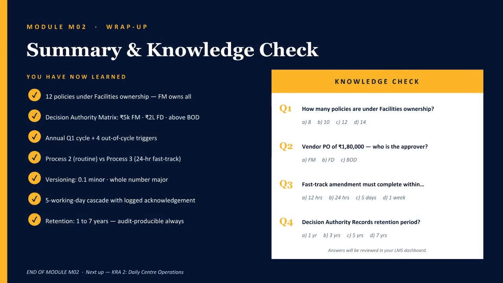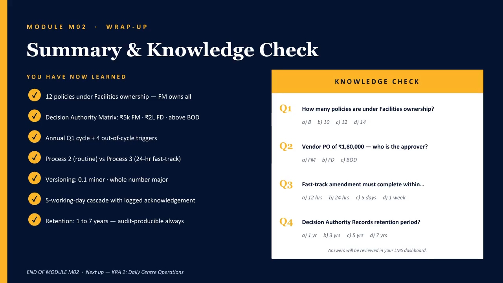Let's bring it all together. In Module 2, you've learned that facilities owns 12 policies, and the FM is the owner of every single one. You've internalized the decision authority matrix. Petty cash to 5,000 stays with the FM, up to 2 lakh sits with the FD, and anything above goes to the board. You know that every policy is reviewed annually in Q1 with 4 defined triggers that can force an out-of-cycle review at any time.